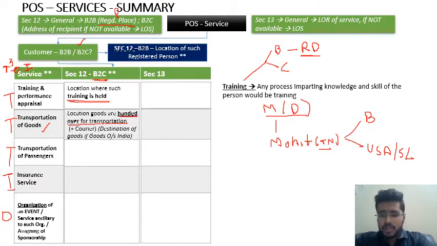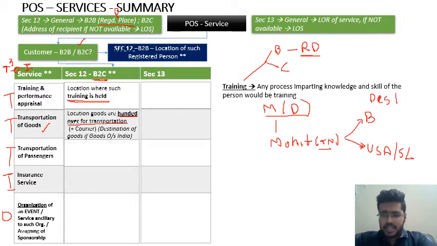So now, what will be the place of supply, guys? The law, when it deals with B2C, has given two bifurcations when it comes to transportation of goods. What are they? You need to see where the destination of the goods is, guys. You need to see what the destination of the goods is, right?